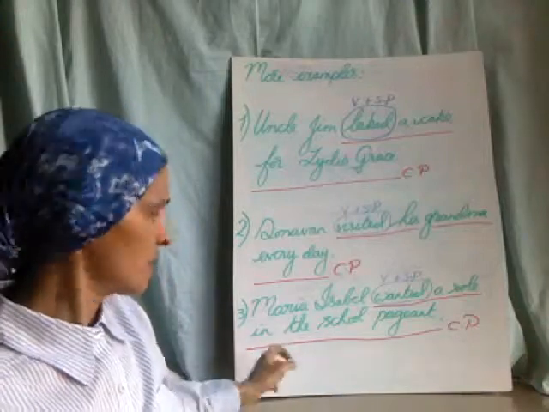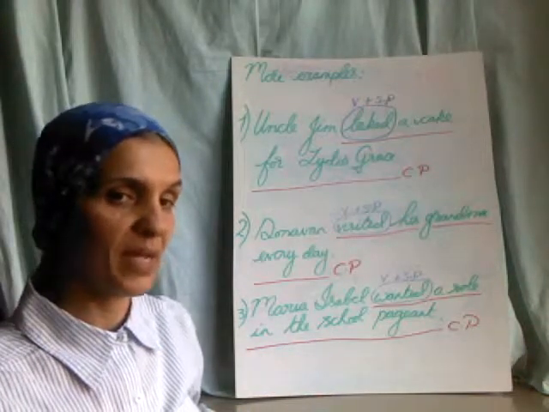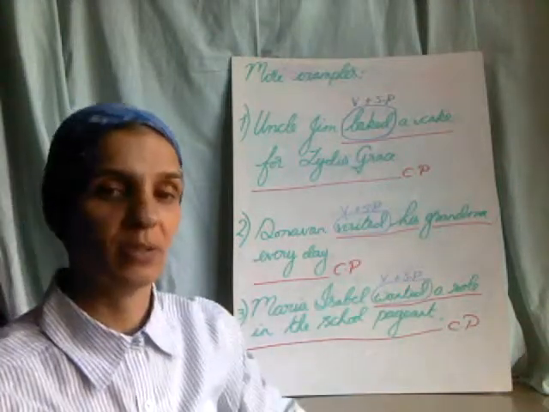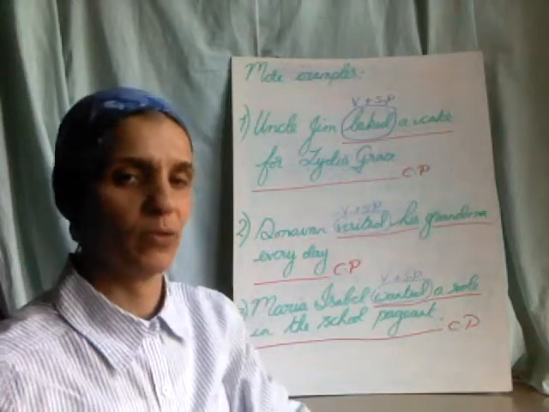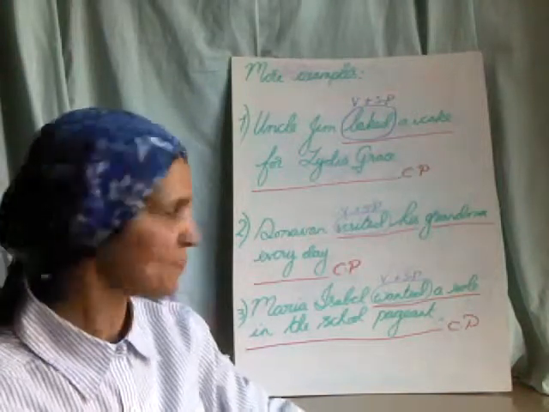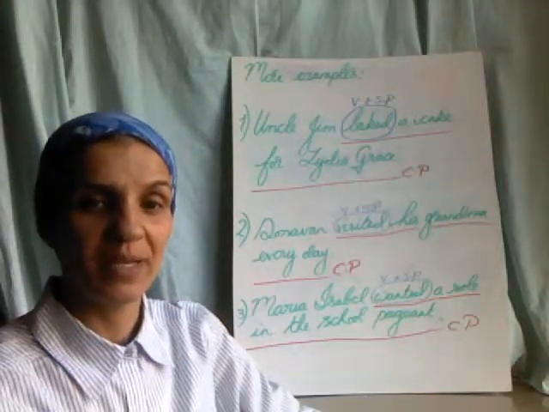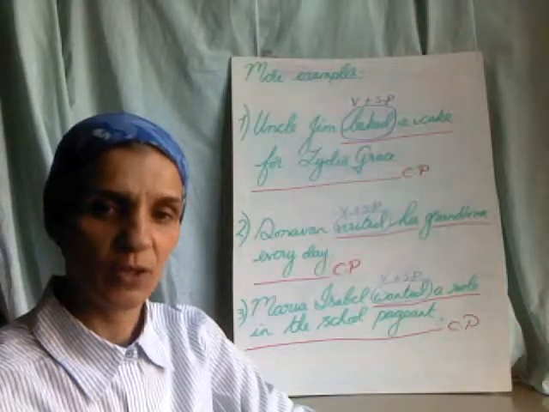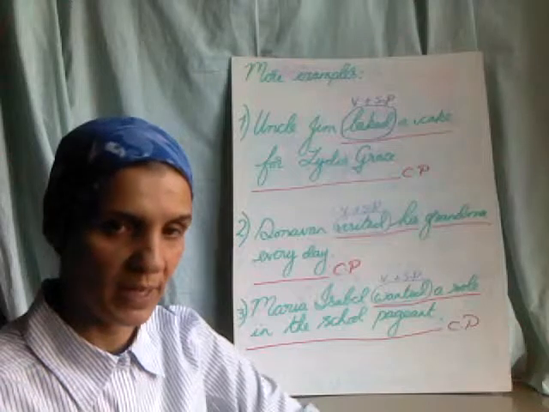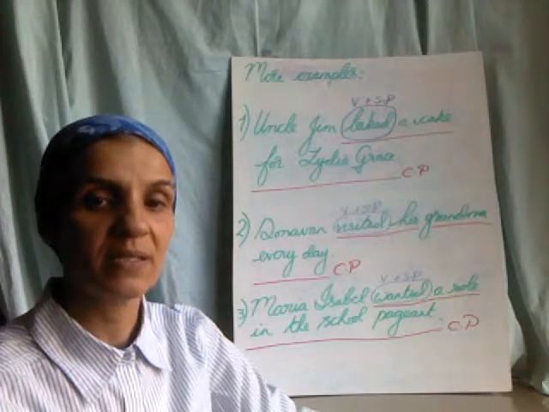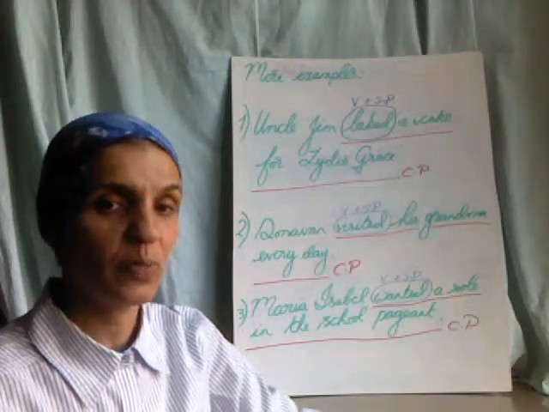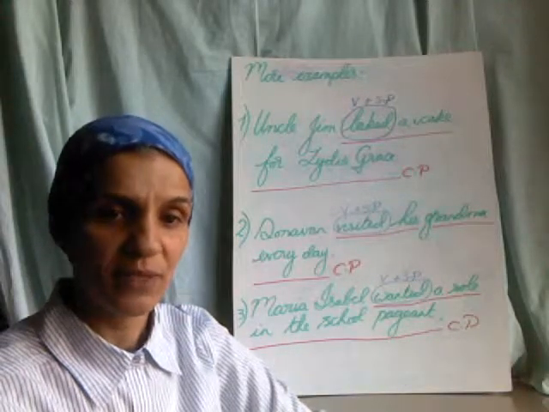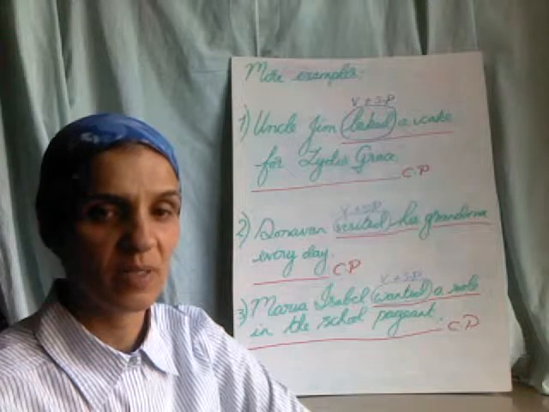And then the last sentence is about Maria Isabel. Maria Isabel wanted a role in the school pageant. School pageant is the school play or the end of school party. Okay, what did Maria Isabel do? She wanted a role in the school pageant. That's the complete predicate, the one that's underlined in red again. And then what is the simple predicate or the verb? It's the word wanted. Okay, and that's it for our lesson about predicates and simple predicates.